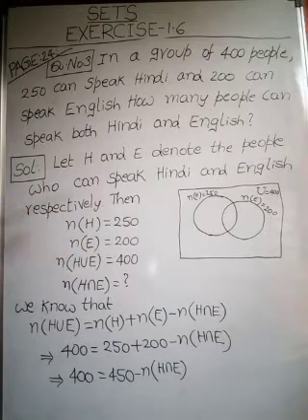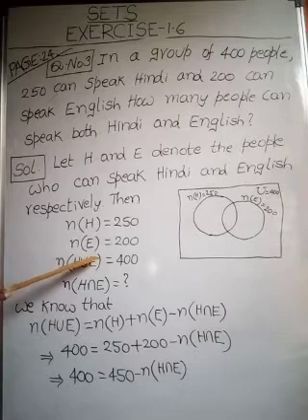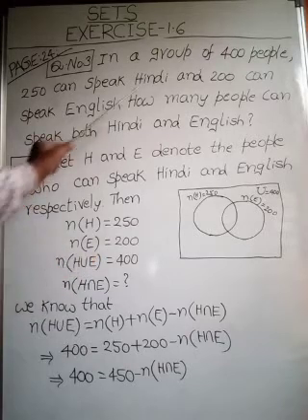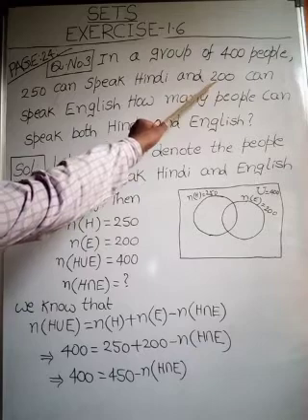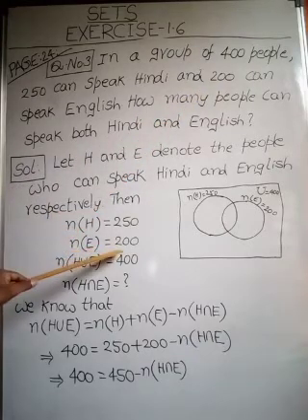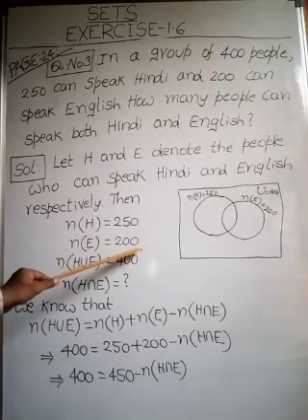Right. Next, n of E. n of E denotes the number of people who can speak English. How many people can speak English? 200. So n of E is equal to 200. Understood this step, my dear children?